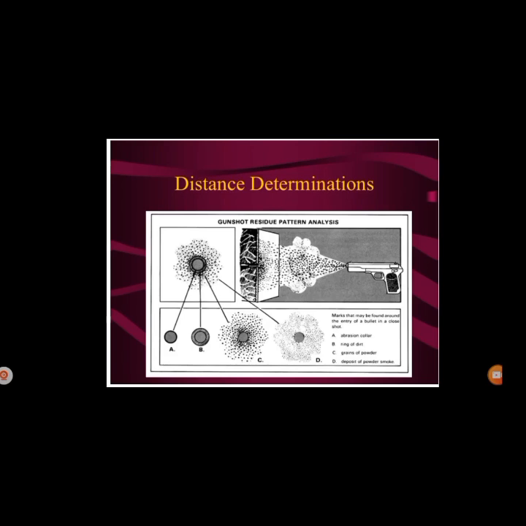Distance determination. A. Abrasion color is very contact or duol ra kaayo. B. Ring of dirt is close range or distansya. C. Grains of powder is medium range. D. Deposit of powder smoke long range or layo na.